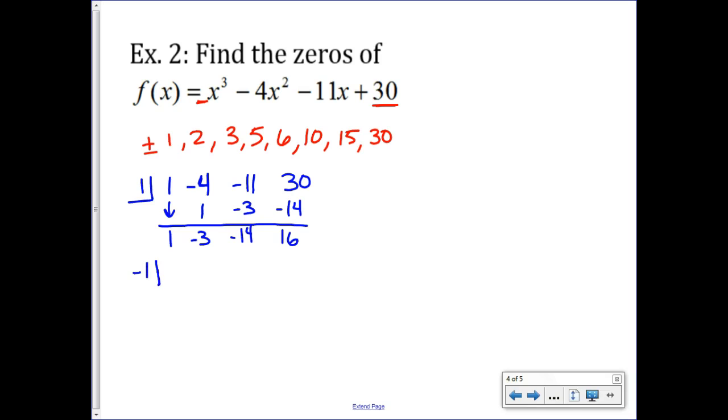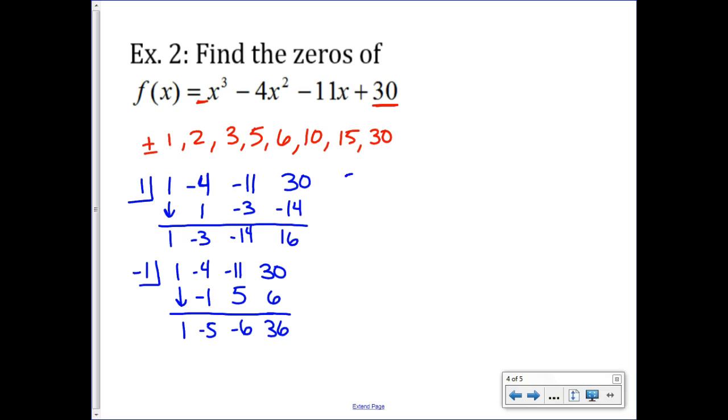I'm going to try negative 1. So I have 1, bring it down, and then I have negative 4, negative 11, and 30. 1 times negative 1 is negative 1, so that's a negative 5. Negative 1 times negative 5 is 5. That's a negative 6. Negative 1 times negative 6 is 6. So I get 36 here. That one doesn't work either.